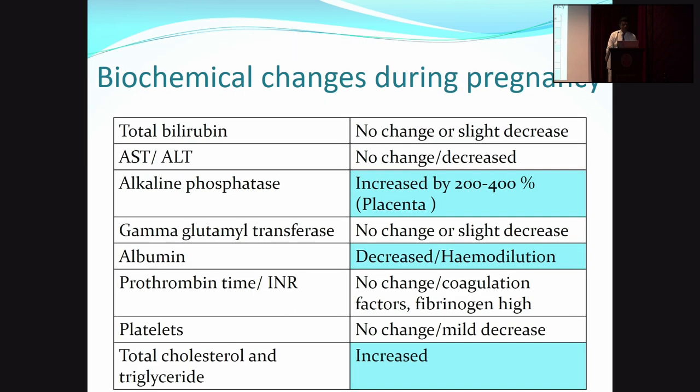When it comes to the biochemistry, the liver enzymes like SGPT and SGOT should not change during pregnancy, and because of the hemodilution, they could even go down. Therefore, the slightest elevation in the liver enzymes, SGPT or SGOT, you have to take very seriously. The alkaline phosphatase level goes up during pregnancy, which you have to remember, because the placenta is producing alkaline phosphatase. The albumin level could go down because of the hemodilution. The prothrombin time, INR, will not change. During pregnancy there's a massive synthesis of coagulation factors and fibrinogen, so the fibrinogen level will be high. The platelet count usually doesn't change. In fact, it could be a little low in pregnancy.